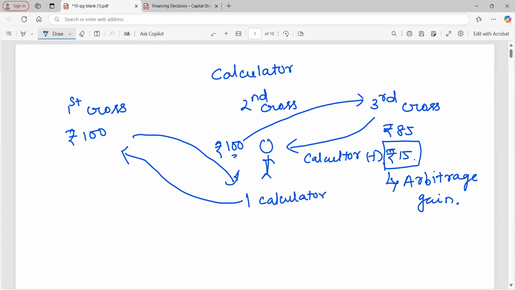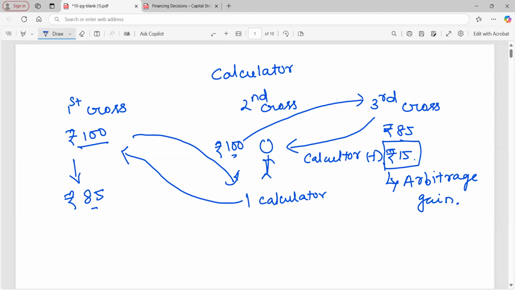But this situation cannot persist for a long period of time because you are not the only intelligent person here. Everyone will come to know that the calculator is selling at 85 rupees in the third cross. So everyone will start purchasing the calculator from the third cross. Then the first cross shopkeeper will understand that in the third cross the product is being sold at 85 rupees. If I'm selling it at 100, no one will purchase from me. So what will the shopkeeper from the first cross do? He will obviously reduce his price to rupees 85.